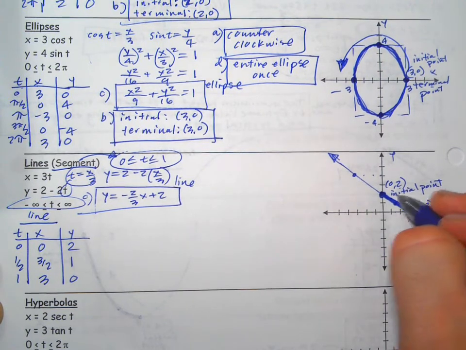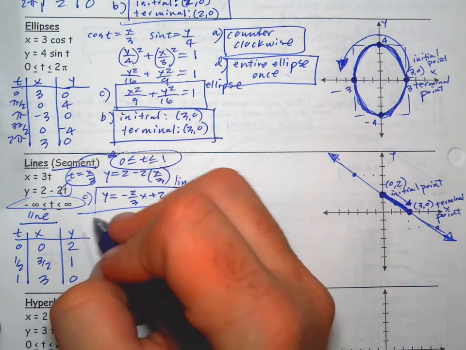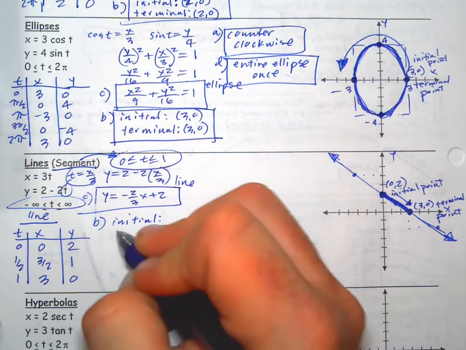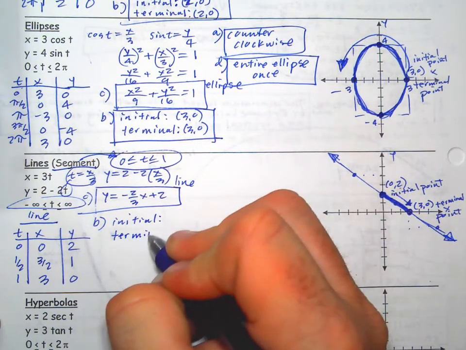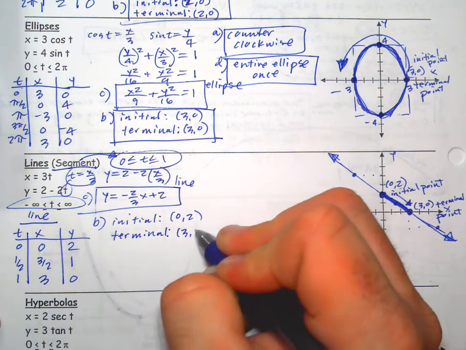The direction is going from initial to terminal. Okay. So for B: initial, terminal, 0, 2 and 3, 0.